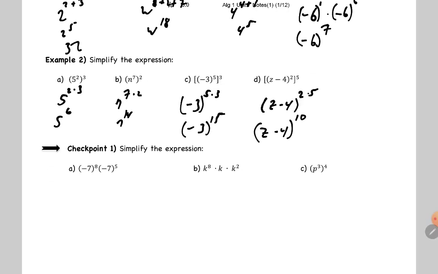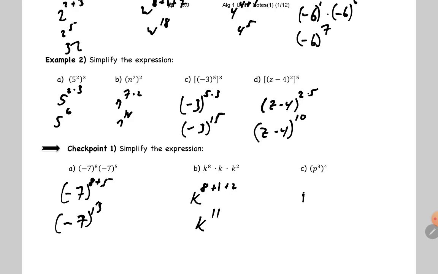Part A. So check part 1. Okay. So this is negative 7 to the 8 plus 5. So this is negative 7 to the 13. So this is multiplication. So k to the 8th times k to the 1st times k to the 2nd. So this is k to the 9 plus 2 is 11.